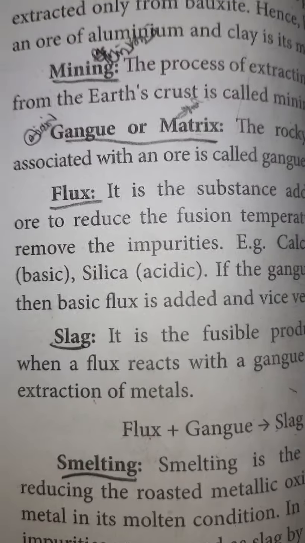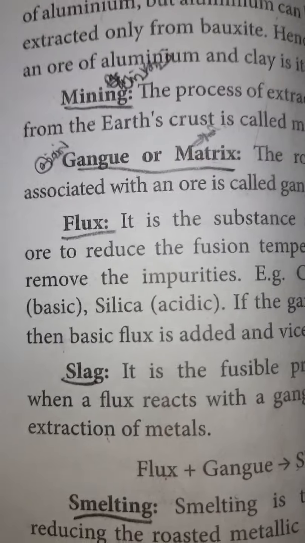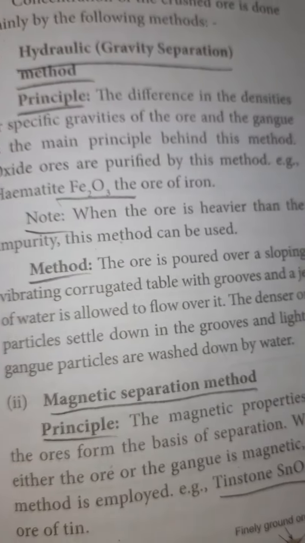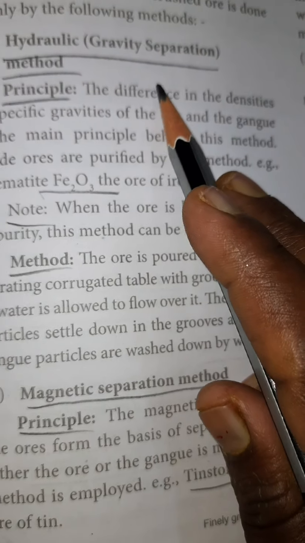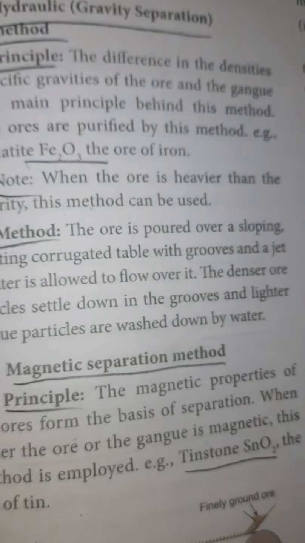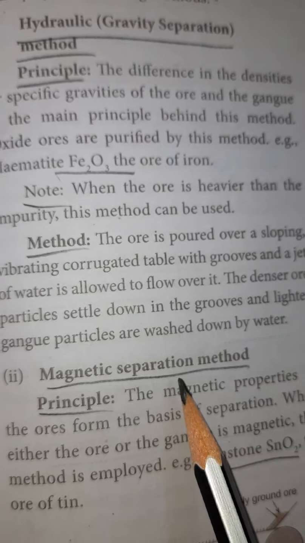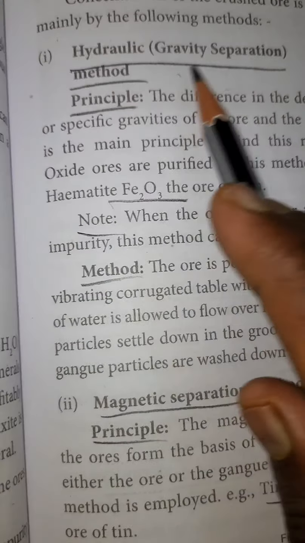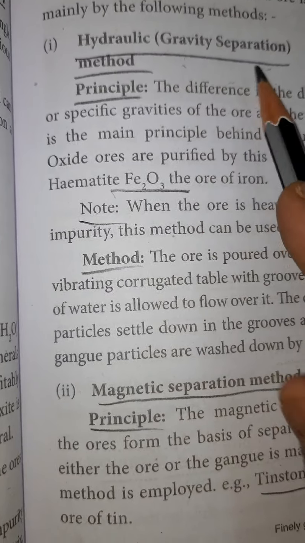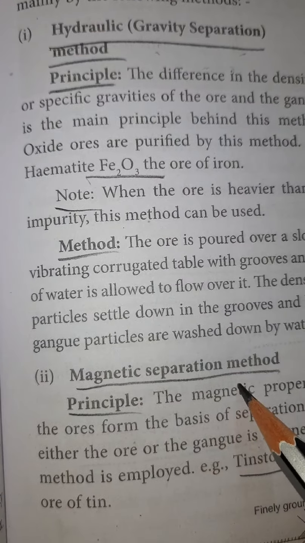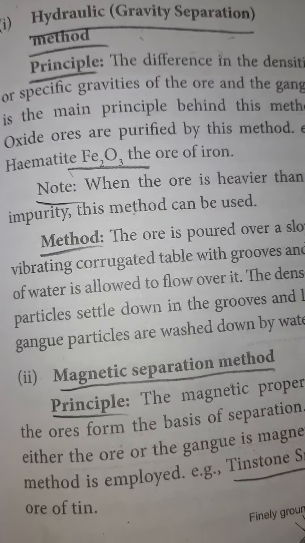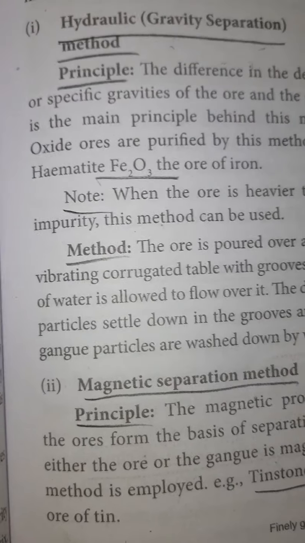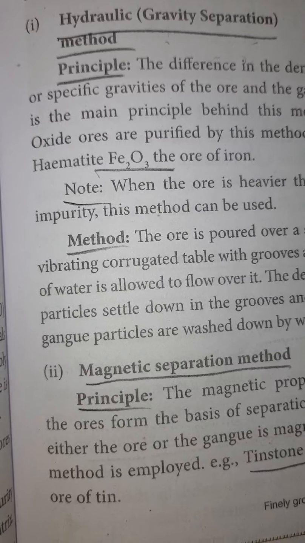Next one, types of separation or concentration of ore. The types are hydraulic separation, magnetic separation and froth flotation. So there are three types of separation or concentration of ore.